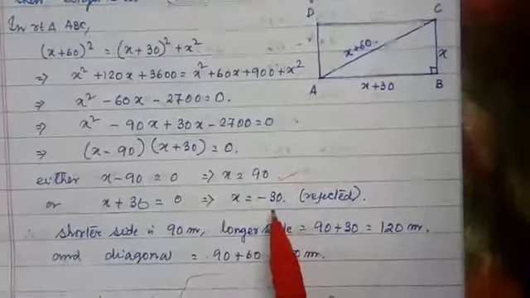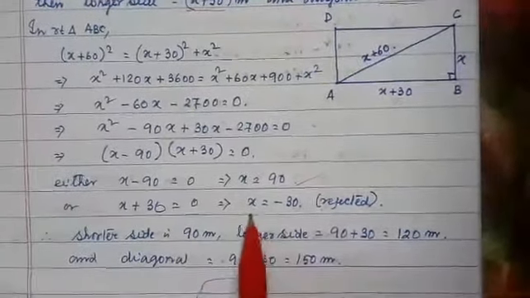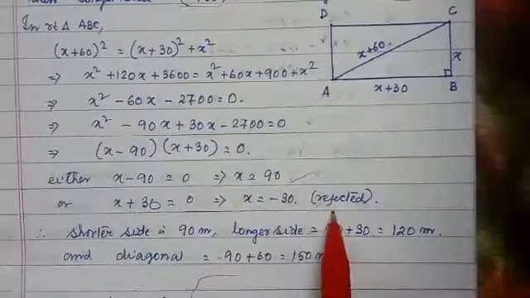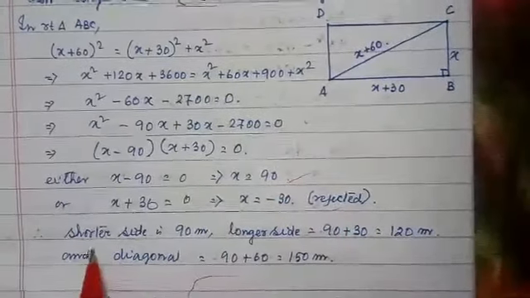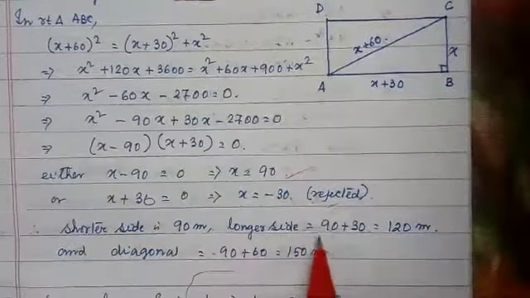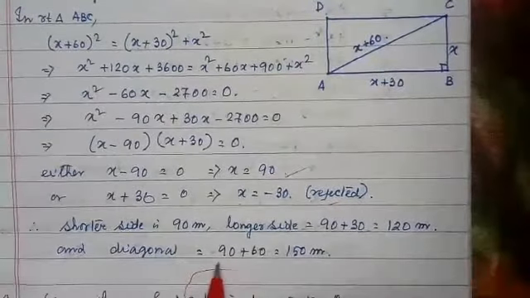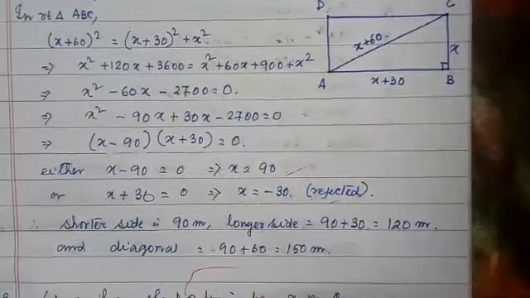Since the length of a side cannot be negative, the negative value x is equal to minus 30 is rejected. Therefore the shorter side is 90 meter. Therefore the longer side is 90 plus 30, that is 120 meter, and the diagonal is equal to 90 plus 60, that is 150 meter.